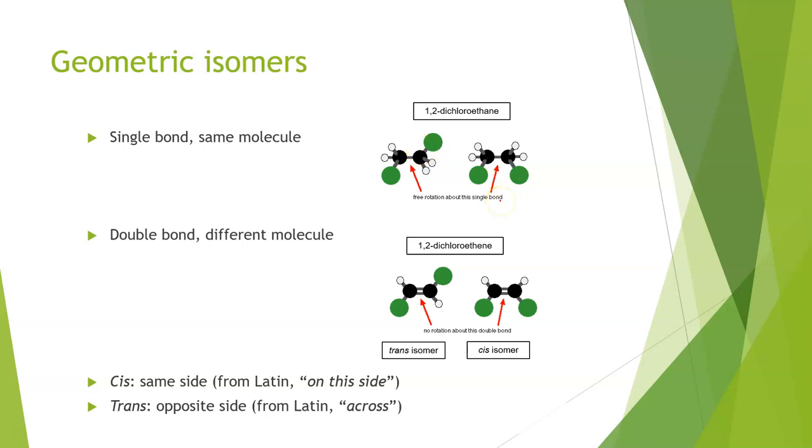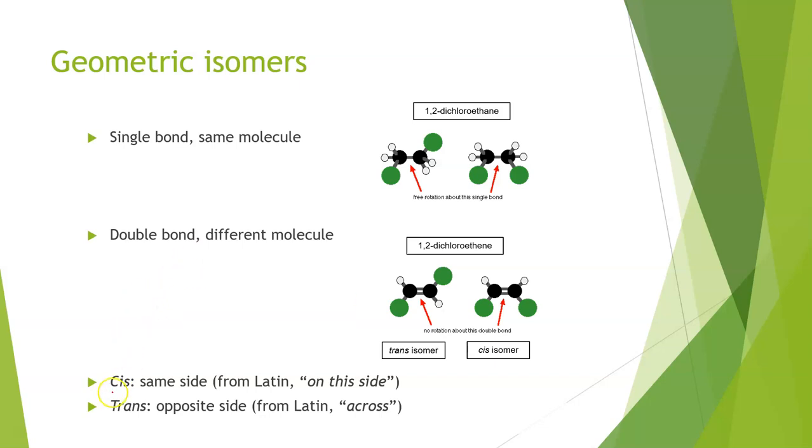There's no fixed point where they can't change their position. In a double bond, they're different molecules because they can no longer rotate around this bond. So whether the groups are positioned one on each side of the double bond or both on the same side of the double bond affects their reactivity and the polarity of the molecule, a whole bunch of different things. Overall, the position of the groups can change their reactivity.